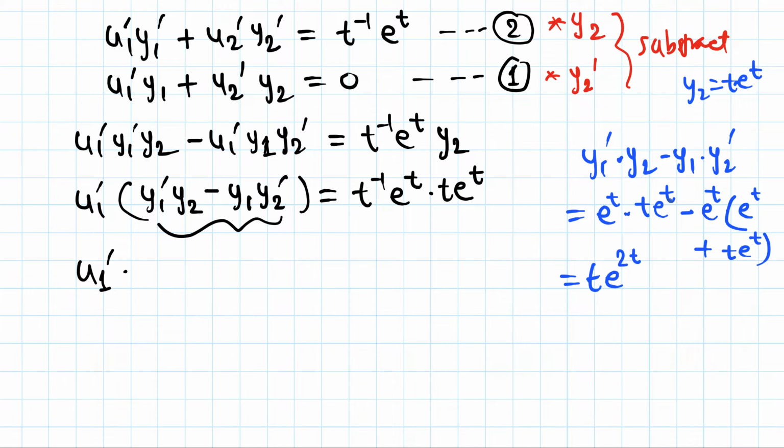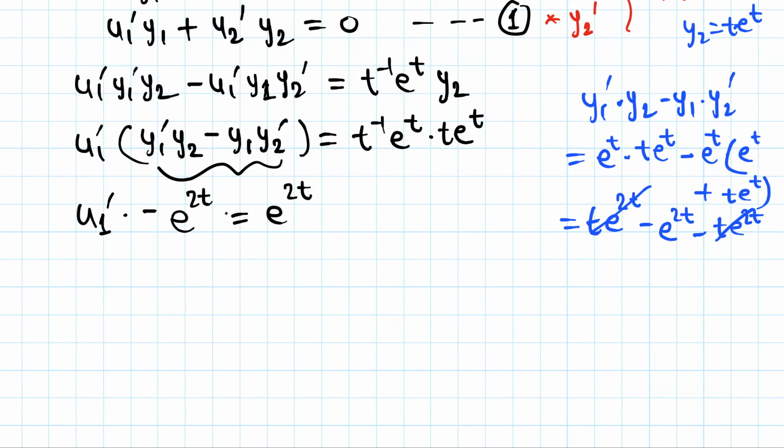When we multiply, we add the exponents. Minus distribute: minus e^t e^t, e^(2t), minus plus minus e^t t e^t, t e^(2t). Cancel, so negative e^(2t). So this collectively becomes negative e^(2t) equals t raised to negative 1 t, cancel, that's 1 over t, e^t e^t to the 2t. Now divide by this, so u1 prime is e^(2t) divided by negative e^(2t), they cancel, negative 1. So u1 prime is negative 1.